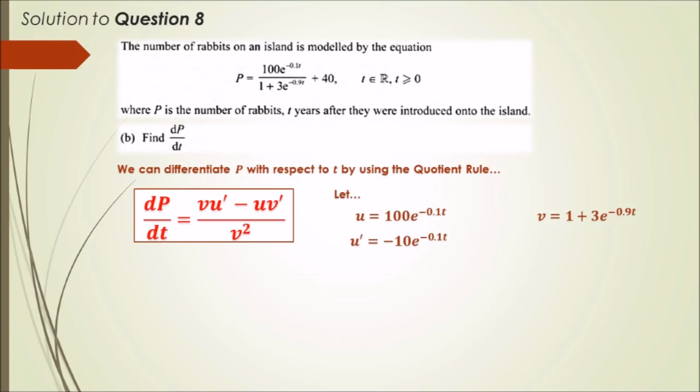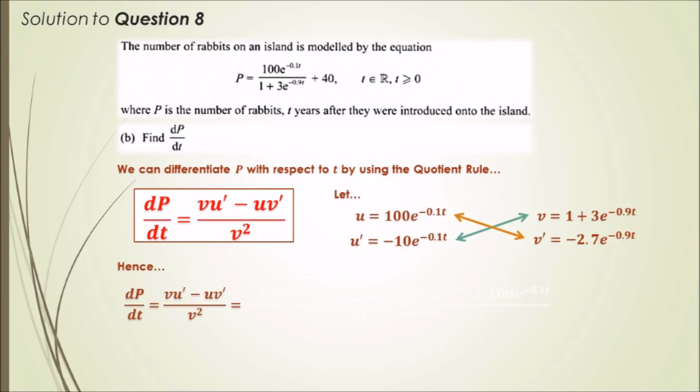Likewise, for v, differentiate 1, you get nothing. Differentiate 3 to the power minus 0.9 t, well, you drop minus 0.9 down, times the 3, you should get minus 2.7. And of course, the exponential part. And that's it. Now we just plug all of that into the dp over dt equation, and we should get the following.